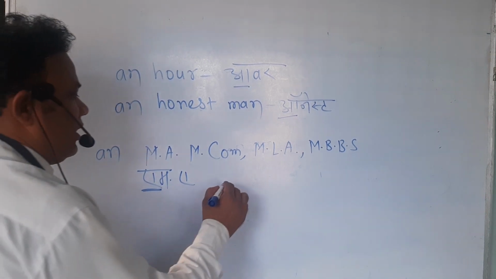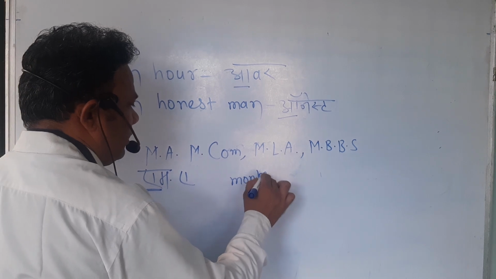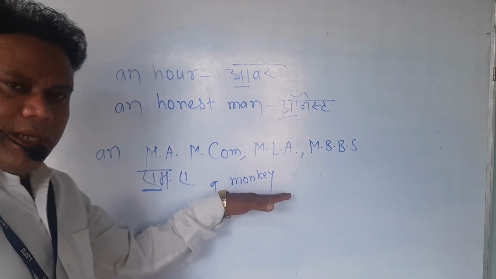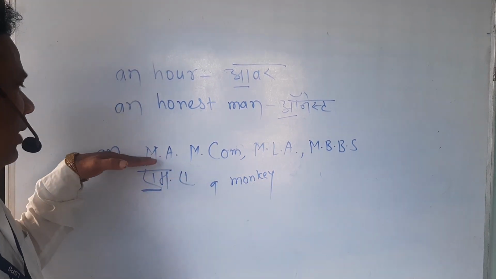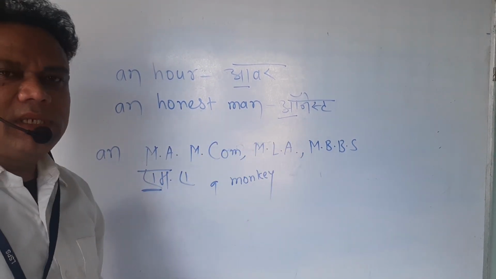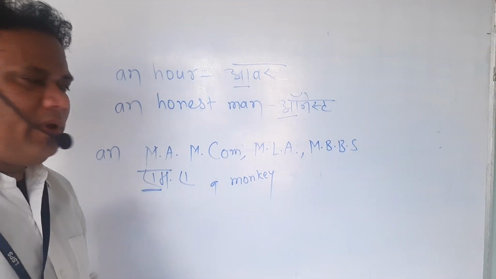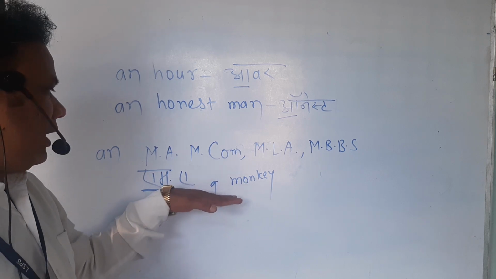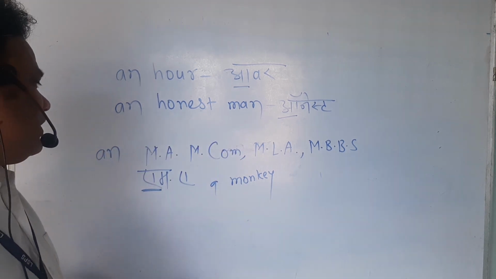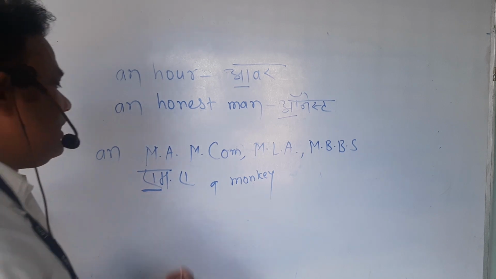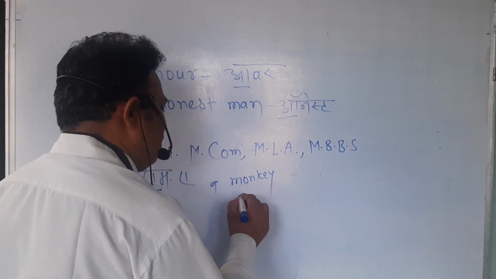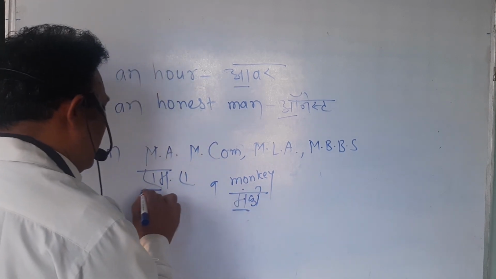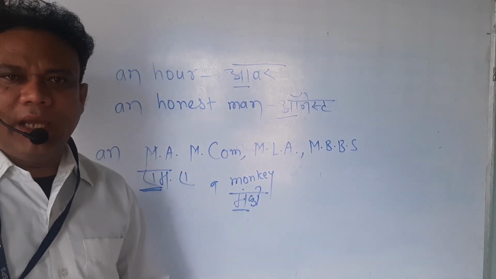For example, see here, monkey. The word monkey takes the article a. Monkey is also starting with M, and so are MA, MCOM, MLA, MBBS. But before monkey we have to use the article a, and before all these words we have to use the article an. Because in the pronunciation of monkey, the sound of M is coming first, and here the sound of A is there.